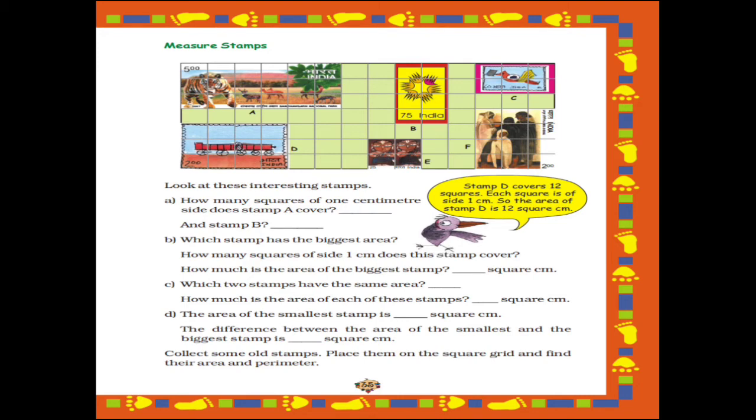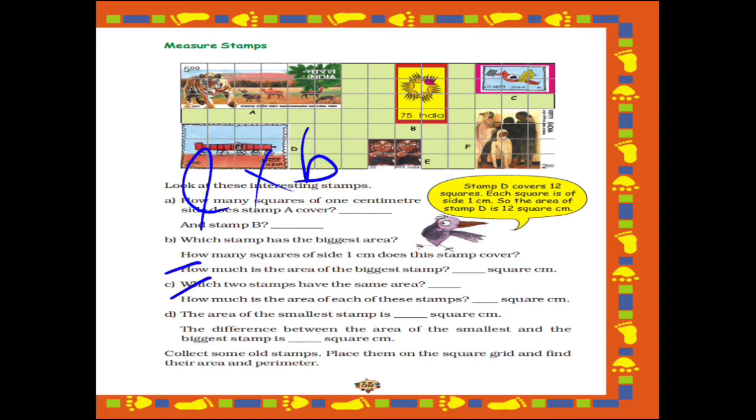Now let's see the next question. How much is the area of the biggest stamp? You have to write the answer in square centimeter. Now I have just told you the formula for finding the area. What is the formula for finding area? It is of rectangle shape, so which formula will we use? We will use the formula for finding the area of a rectangle. So the formula was length into breadth.